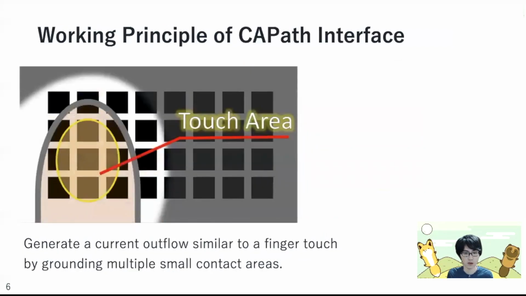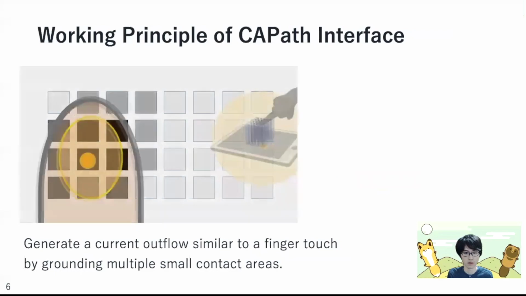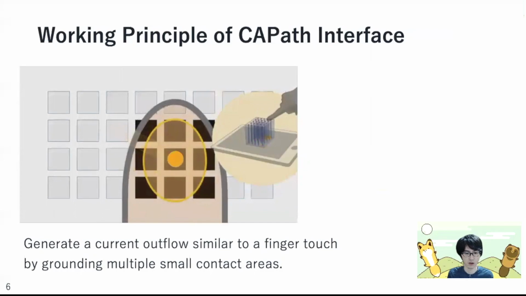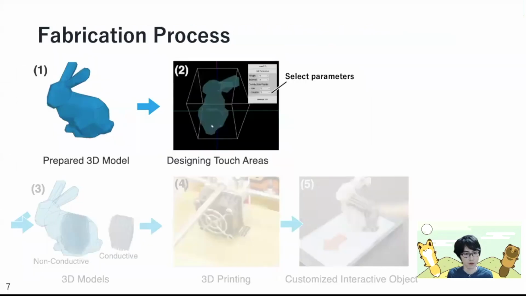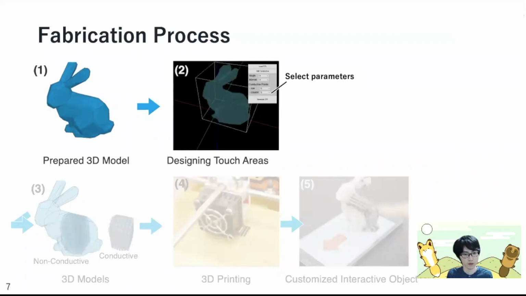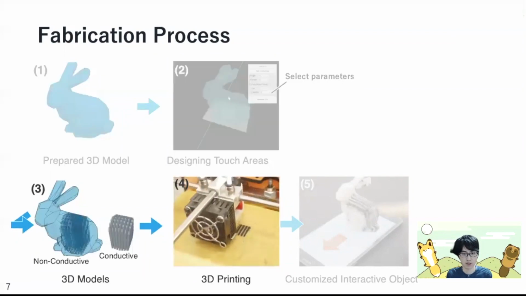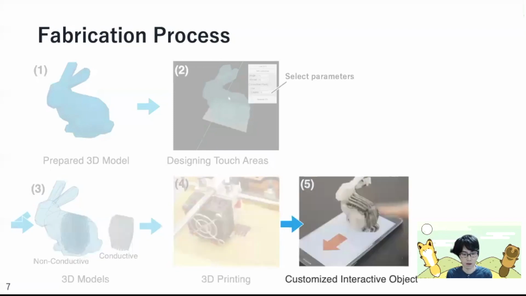When the user slides a finger on the conductive parts of the interface, the contact areas are grounded sequentially, allowing touch operation in specific directions. Next, the fabrication process. Firstly, the user can design the touch areas by using the design support system we have developed. Then, by using the exported 3D model, the user can 3D print the interface, and the user can interact with it.